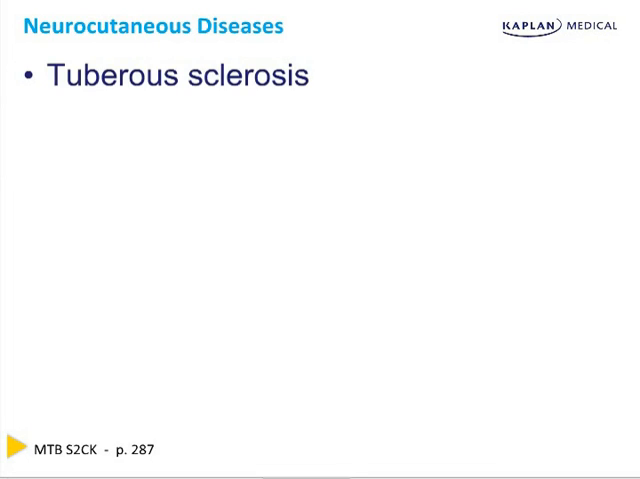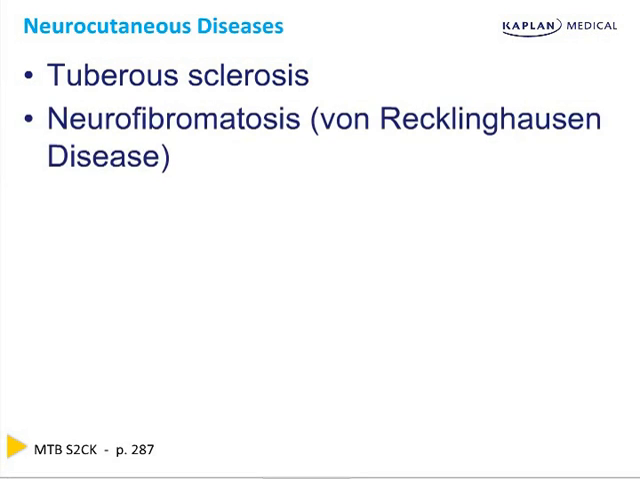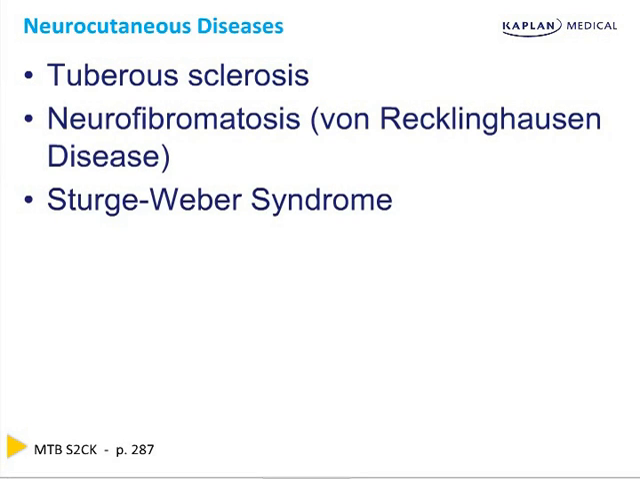Neurocutaneous diseases are unusual disorders. Tuberous sclerosis, neurofibromatosis, and Sturge-Weber are rare, but they're not rare on the test. We make you learn them because they are frequently asked. That's it. It is faster to learn them than to complain about it.